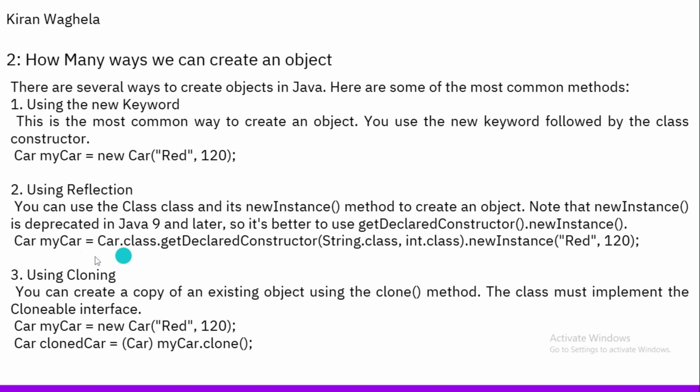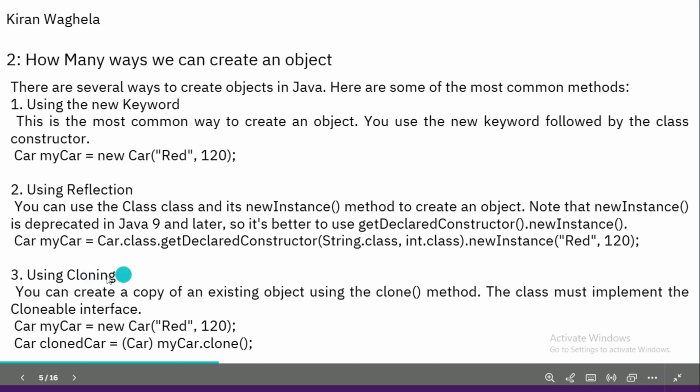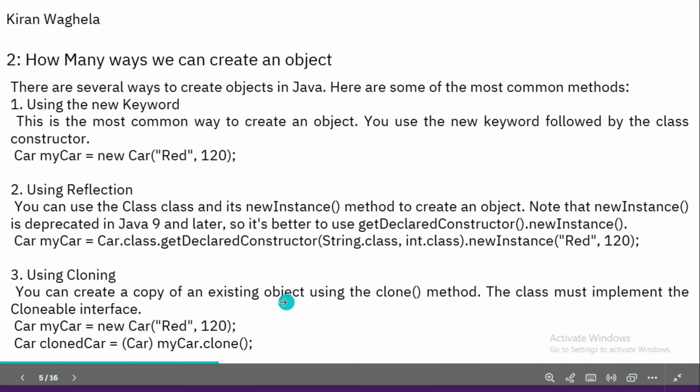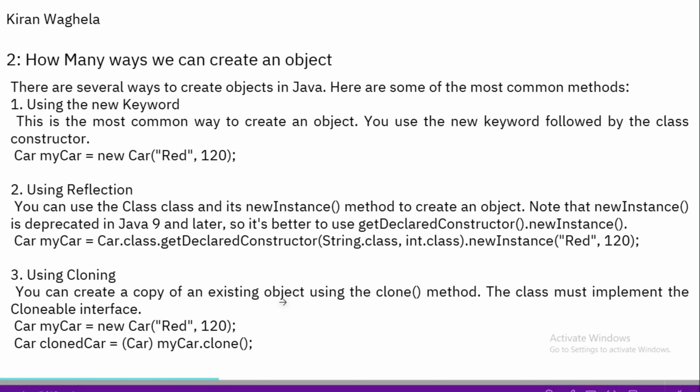Using the cloning way, we can also create an object by copying an existing object using the clone method, and we implement the Cloneable interface. The example: Car myCar equals new Car with the properties red and 120, then Car clonedCar, another object, equals a typecast to Car of myCar.clone(). So here is the third way we can create an object.